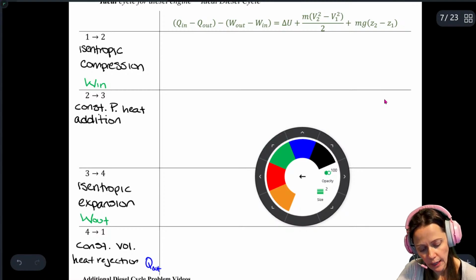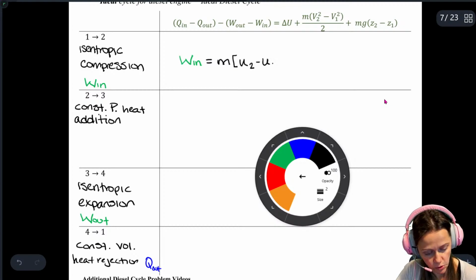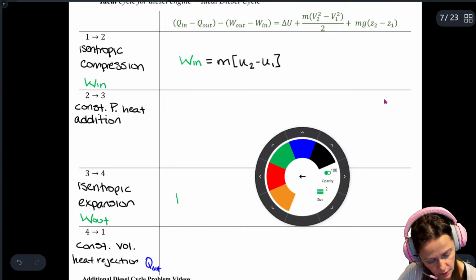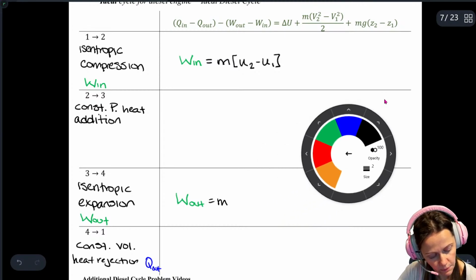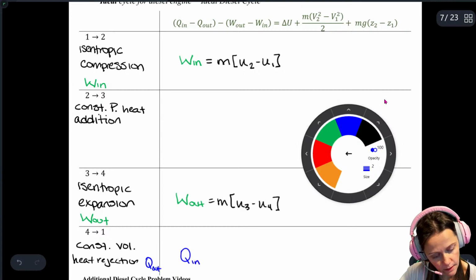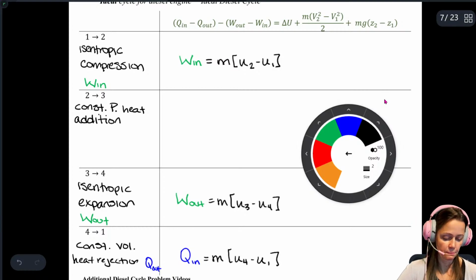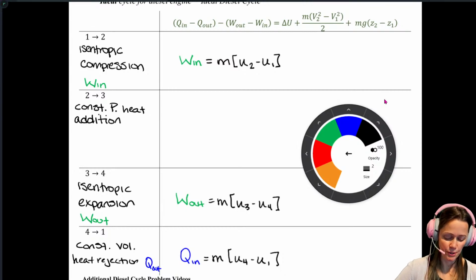So I'm going to go ahead and kind of cut to the chase with these guys. So it's the same derivation as before. This is m times u2 minus u1. This is m times u3 minus u4. This is m times u4 minus u1. All right, but now we've got to think about this constant pressure heat addition.